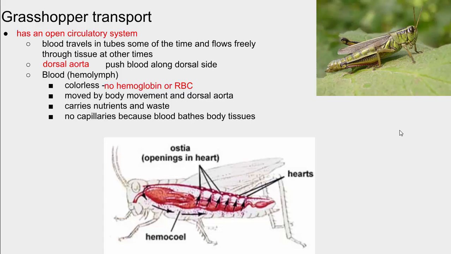And as the insect moves around, some of that blood gets forced back into this dorsal aorta, where it can then loop around. They don't have any capillaries because the blood is just sort of surrounding all of their tissue.